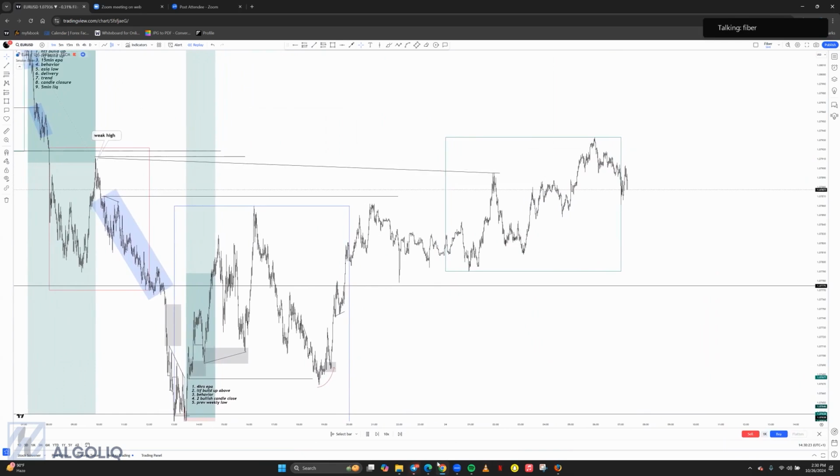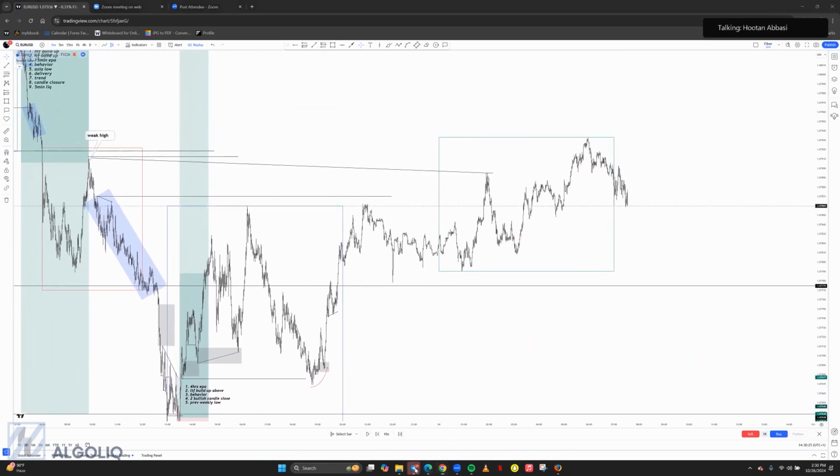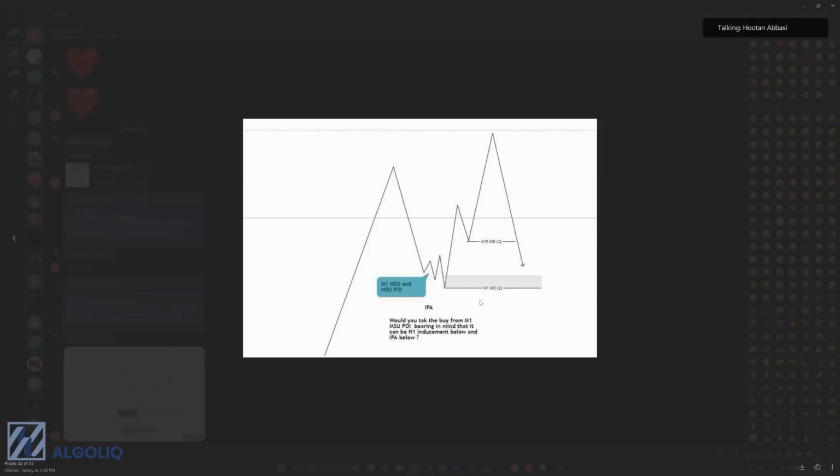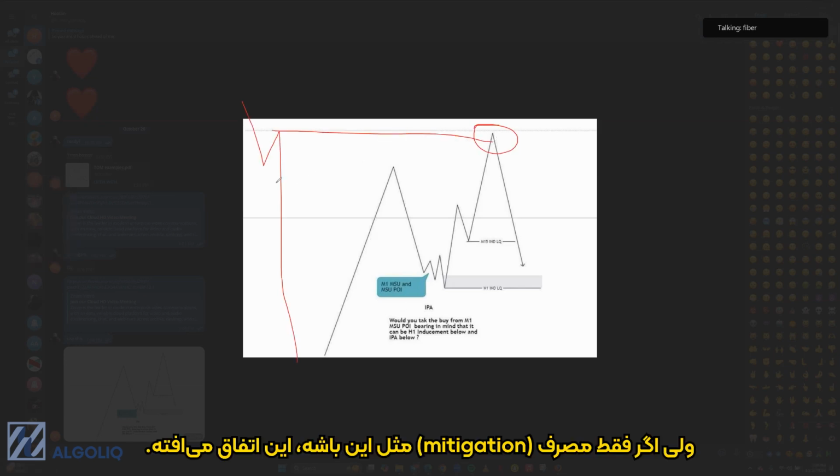You sent me a photo. Okay. All right. Would you take? Yes, I will take a buy from here, unless this high is not from a liquidity level on the left. Okay, but if you have just a mitigation like this, then this could happen.